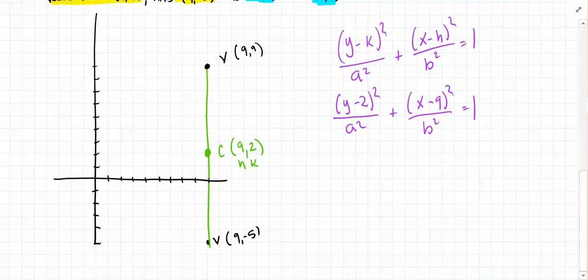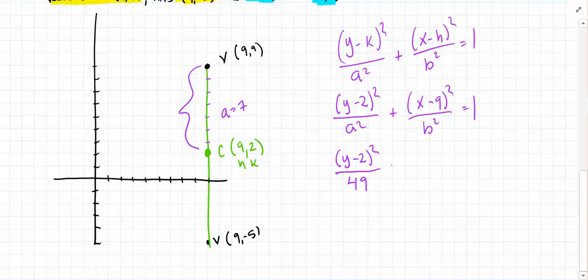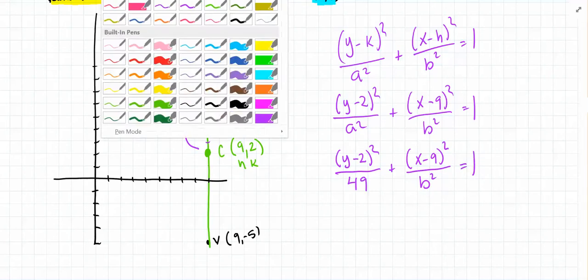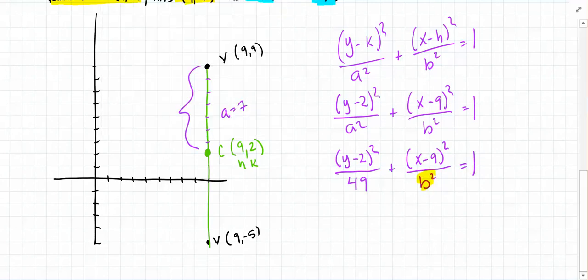I do know a, because a is the distance from the center to a vertex. In that case, if I count, I get 1, 2, 3, 4, 5, 6, 7 units. So if a is 7 units, that means a squared has to be 49, so I know some more information now. I have (y minus 2) squared over 49 plus (x minus 9) squared over b squared has to equal 1. Okay, so again, I'm in this situation where I need to figure out what b squared is.